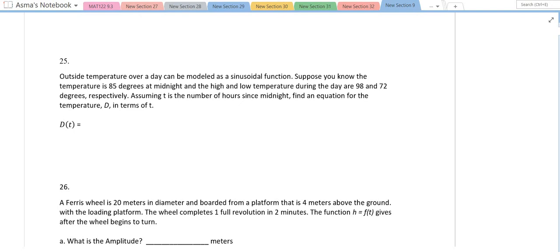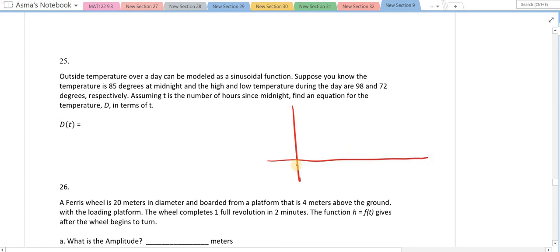So the first thing I do here is to graph, or to show just a graph of what it would look like. So this line is going to be midnight. So this is going to be the midnight line. And then over one day, it's going to be 24 hours. Half of that is 12 hours, which is going to be noon.